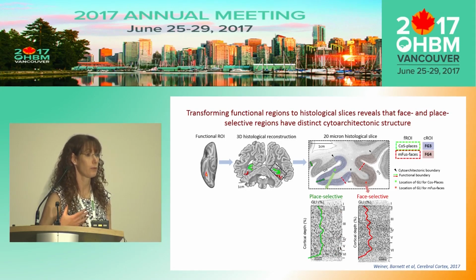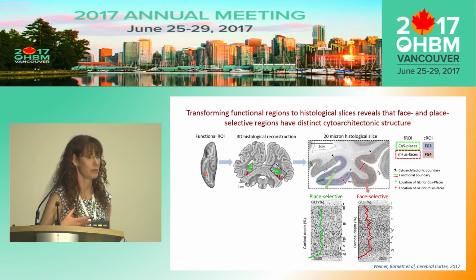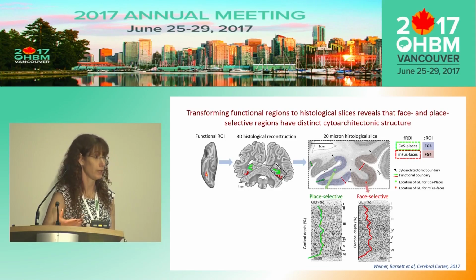use fMRI, we're measuring indirect measures of brain function. We've studied these regions of face and place selective regions based on their functional characteristics for over 20 years, but this really suggests that there might be very different neural hardware that supports these computations, and it provides some direct cellular level evidence for functional specialization in the human brain.